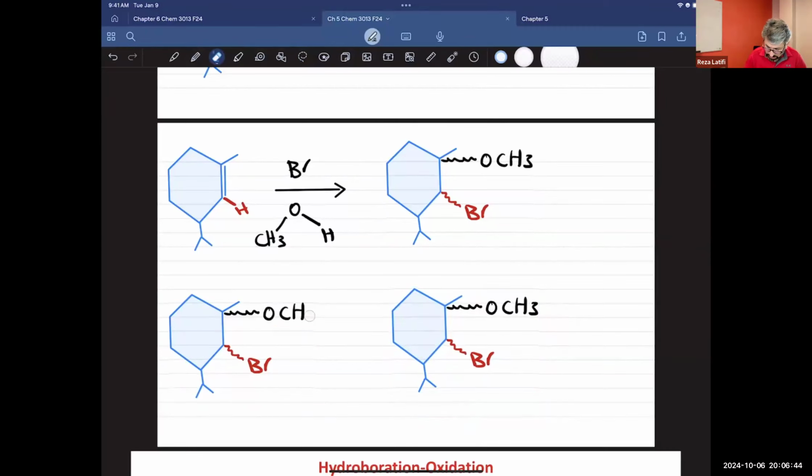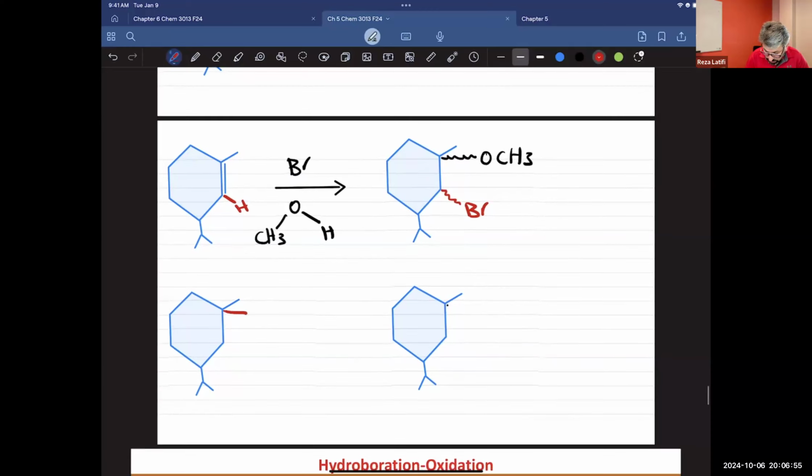Okay, so when we have water, the product was OH and bromide. If you're using alcohol, you get bromide there, but here you will have OCH3. So just simply highlight this hydrogen. That hydrogen will be replaced by CH3 or ethyl or any other group. And this is the difference between having water as a solvent or alcohol.